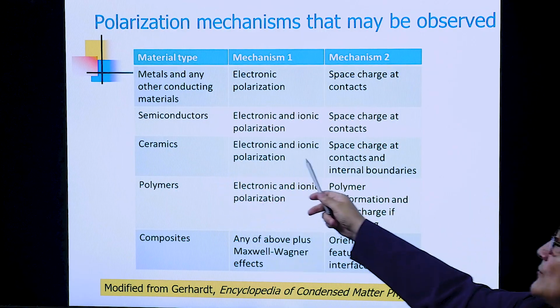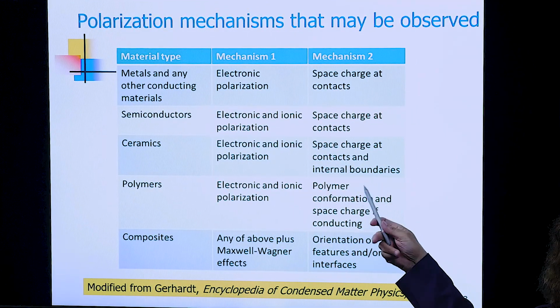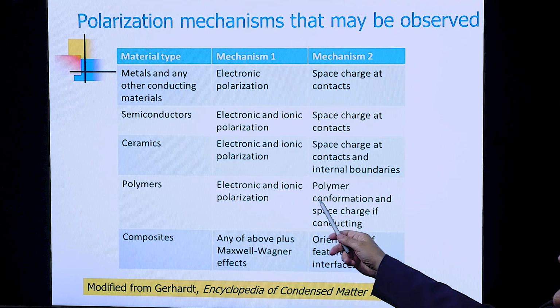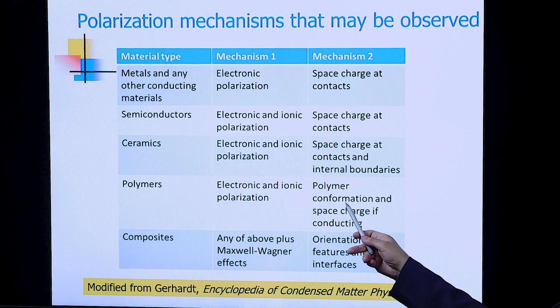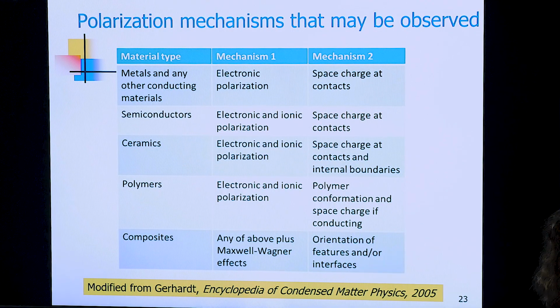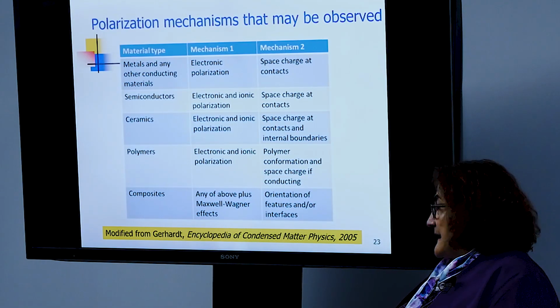For ceramics, you get the same thing, but now you, in addition, have internal boundaries because these materials are usually polycrystalline. With polymers, same thing, but we now need to consider the polymer conformation. And if they happen to be conducting, you also have to worry about space charge formation. And of course, with composites, you can have any combination of these, in addition to the effect of the orientation of the features or the interfaces with respect to the direction of the electric field.